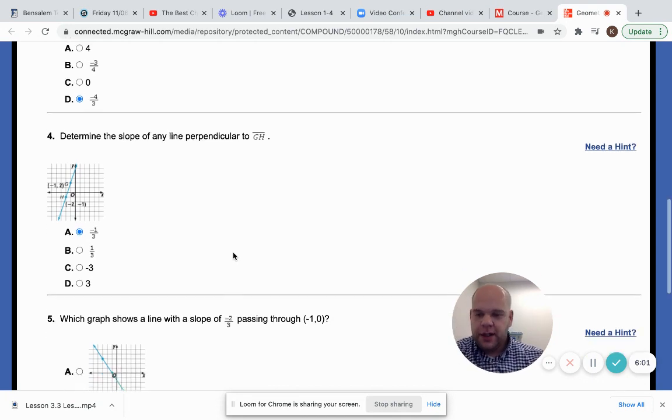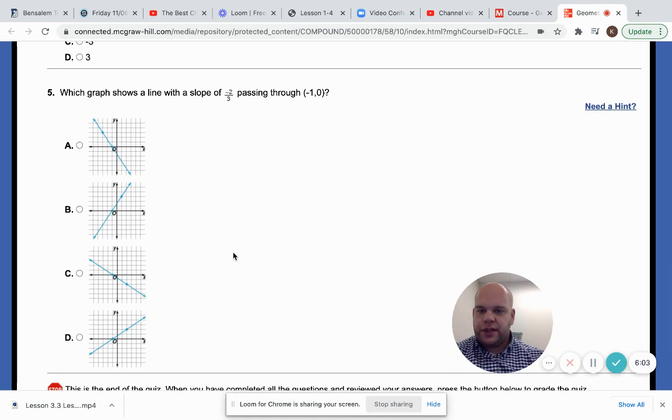Okay? All right. Which graph shows a line with a slope of -2/3 passing through (-1, 0)? Okay, so the first thing you want to do is see where is (-1, 0). So that's going to be on the x-axis, 1 over from the origin on the left-hand side. So it looks like actually all of them are that way. All right, slope is negative. So if we're on the left-hand side, we're going to be walking downhill. Okay, so that means we're only using A or C. All right, A or C, we're going downhill.